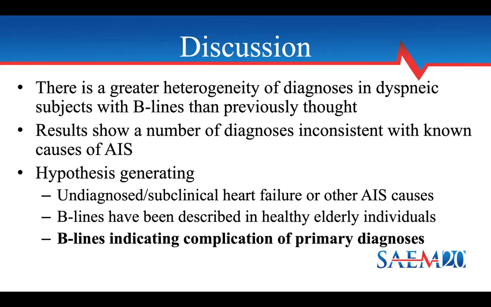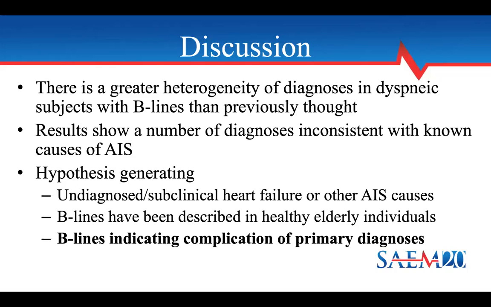There is a greater heterogeneity of diagnoses in dyspneic subjects with beelines on point-of-care ultrasound than previously thought. Results show a number of diagnoses inconsistent with known causes of alveolar interstitial syndrome. These results are hypothesis generating. Presence of beelines in subjects where such artifacts would not have been expected could mean a few different things.